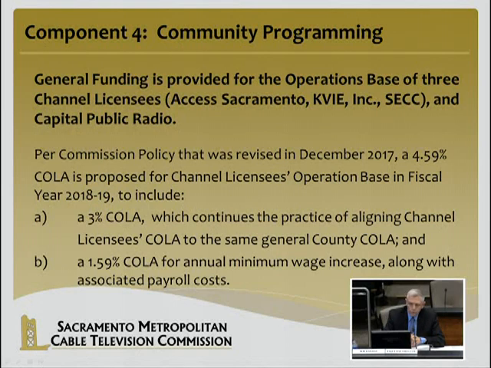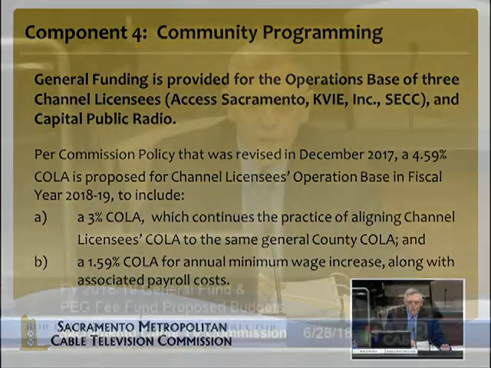Component 4 is community programming, and this is related to the general funding that is provided for the operations base for the 3 channel licensees: Access Sacramento, KVIE, and the Sacramento Education Cable Consortium. And also funding is provided for Capital Public Radio. And I know that we did have some miscommunication with Capital Public Radio this year. I think it had to do with the previous executive director retiring. We didn't get a request from Capital Public Radio, but I didn't want to just pull the funding out. And we hadn't communicated, well, we communicated but hadn't received any response yet.